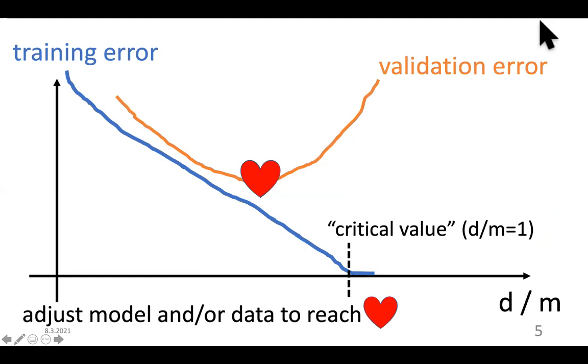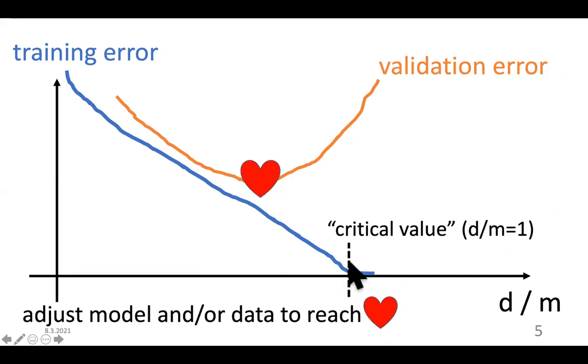Yes, so just what is important here: the validation error will typically increase as soon as you go beyond the critical value of this ratio, effective dimension divided by the sample size, equal to 1. So this is a critical value. Above this value, you will see that the training error will become 0. So you will be able to perfectly fit the training set.